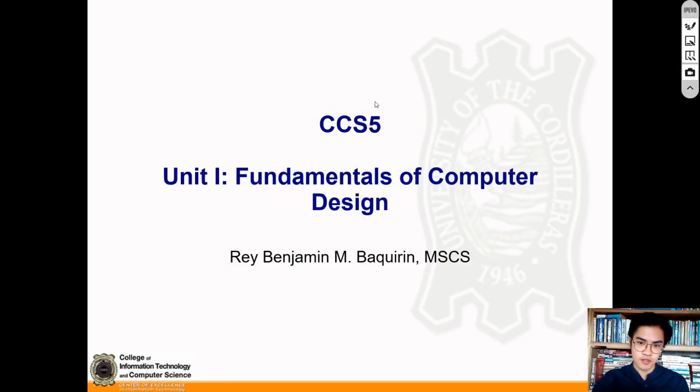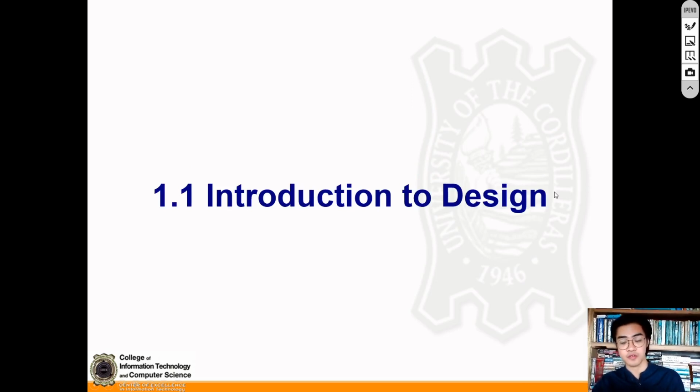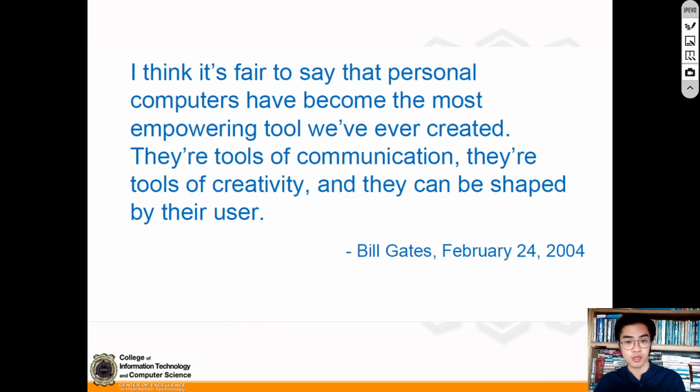Okay. So let's start with Unit 1. This is fundamentals of computer design. As an introduction to design, we start the course with this quote by Bill Gates. Now, this is what he said. I think it's fair to say that personal computers have become the most empowering tool we've ever created. They're tools of communication, they're tools of creativity, and they can be shaped by their user. Now, the most important part that concerns us in this course is the last part here. They can be shaped by their user because as you can already see, since you are Gen Z, I suppose, you grew up with all of these technologies already existing, right?